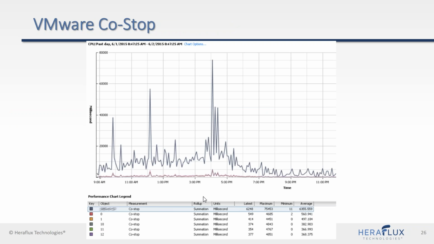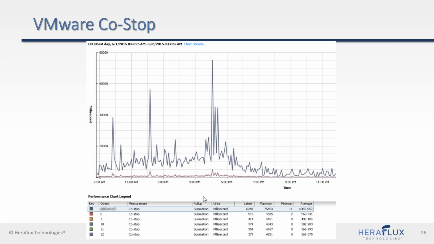Now, there's one more here, and I have not found an equivalent inside Hyper-V. It's called Co-Stop. And if anybody out there has got the equivalent inside Hyper-V, I will buy you a nice supper at the PASS Summit later on this year. And you can hold me to that.